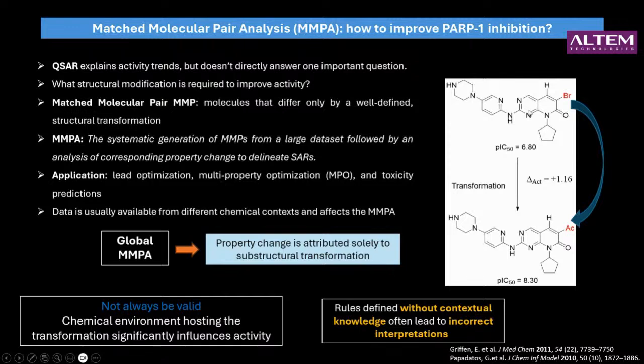So it is, in other words, telling that the activity changes are not driven by the rest of the molecule, but only by this small change in structure, which already looks like an oversimplification. Therefore, it often ends up giving incorrect interpretation.